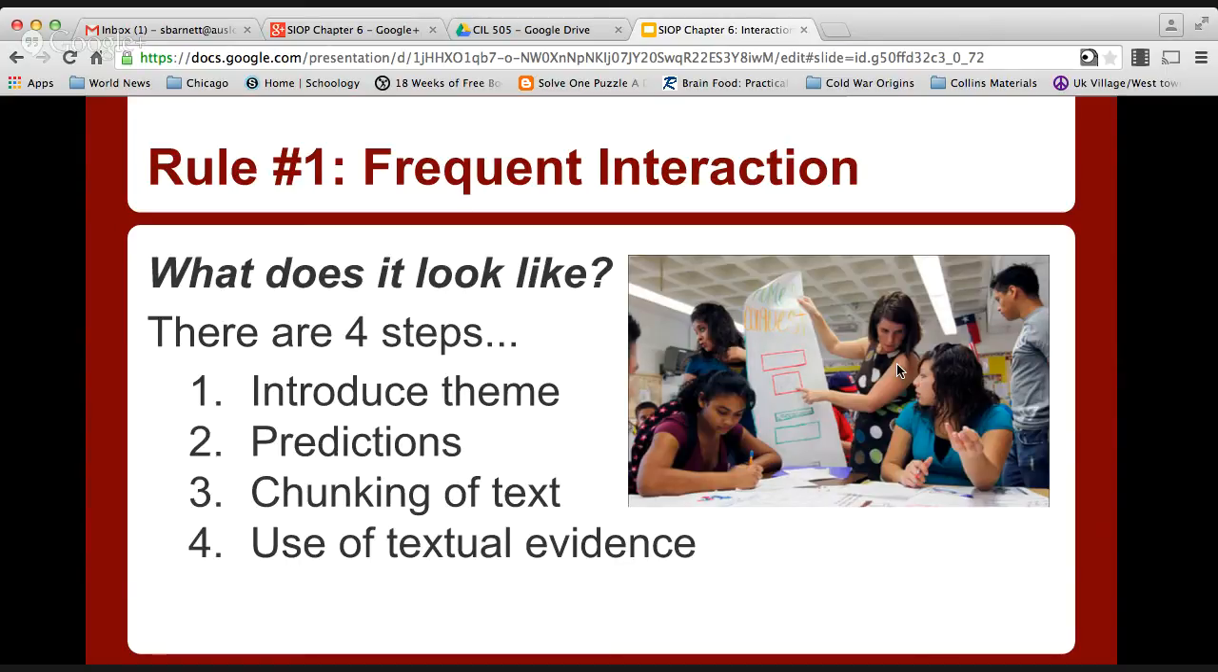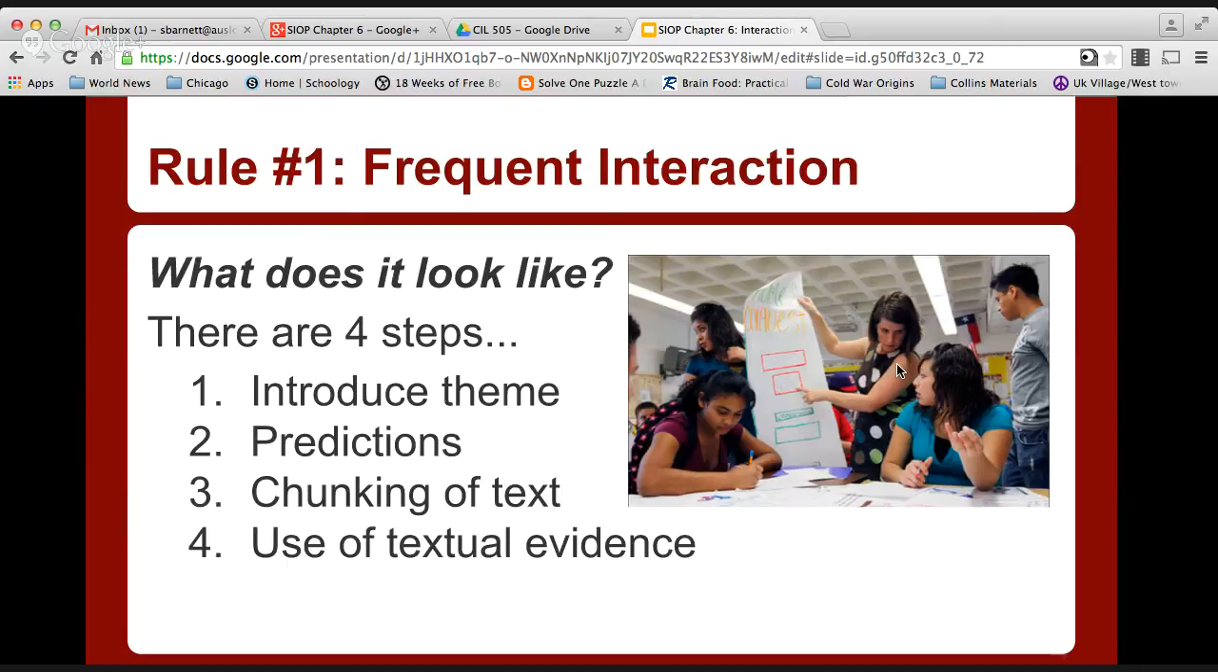There are 4 steps, as presented in the textbook, to this frequent interaction process. The first is that the teacher will introduce a theme or a topic for the day. The teacher will then lead the students in making predictions and activating prior knowledge about that theme or topic. Then they actually dive into the text itself.